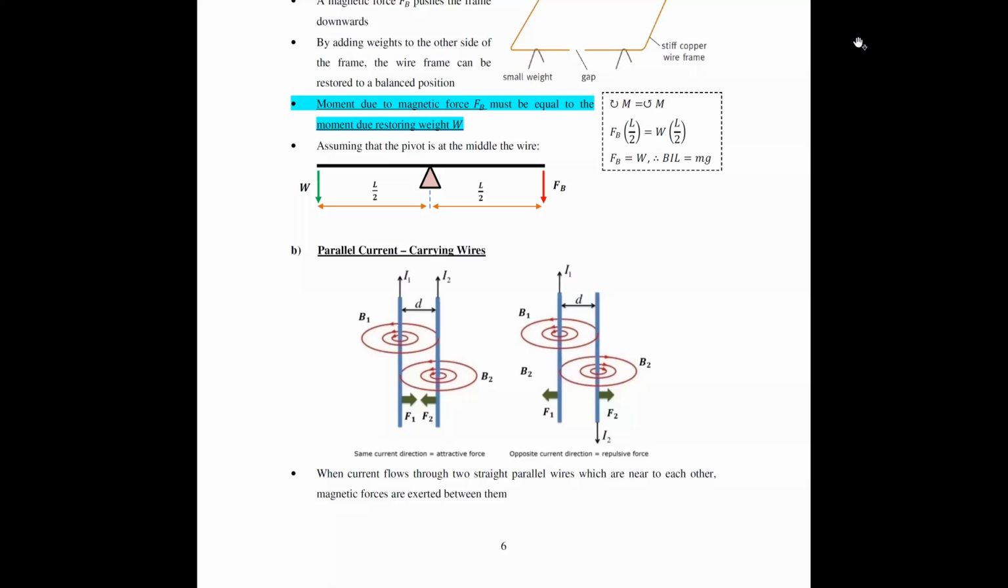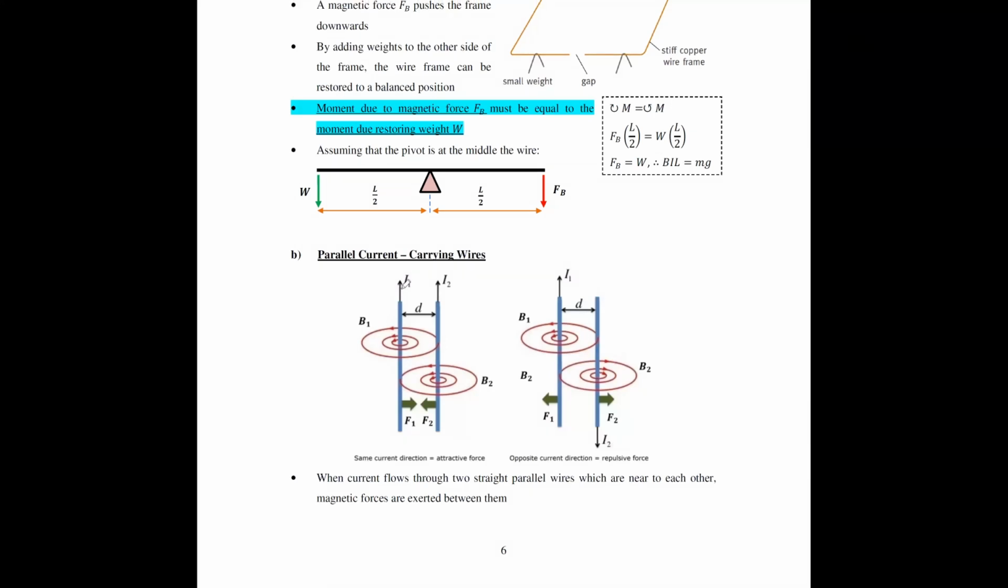In the previous lesson, we learned that when you place a current carrying wire inside a magnetic field, that wire will experience a magnetic force, which you can predict using Fleming's left-hand rule. For the next part of our lesson, we are still talking about wires, but specifically two parallel wires. Hence, we are looking at parallel current carrying wires now.